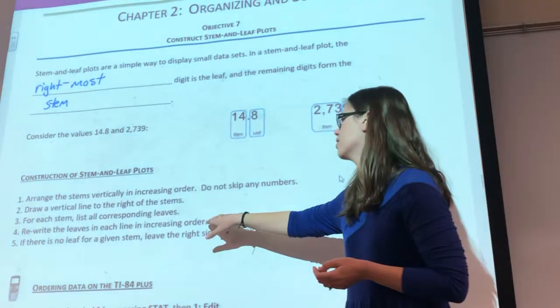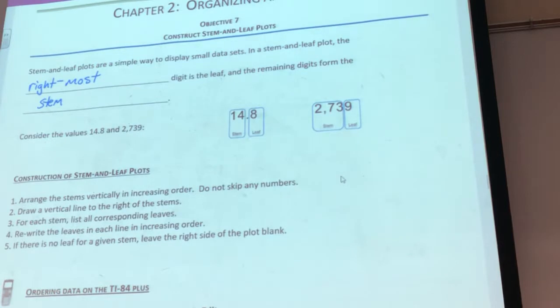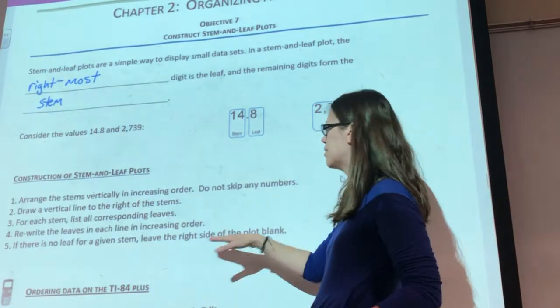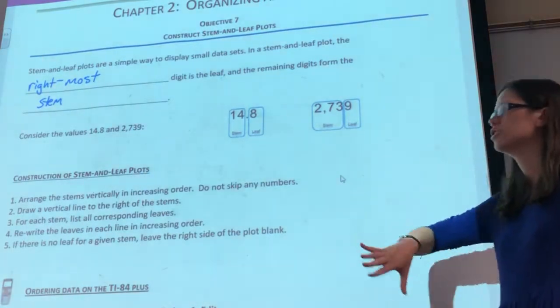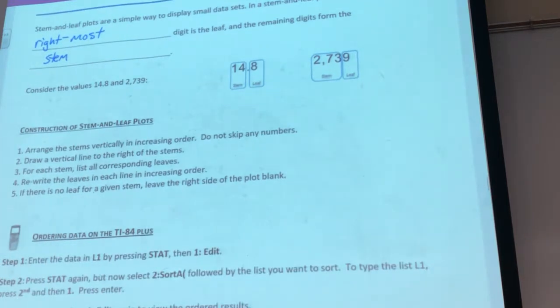The other thing is we want to make sure that everything is organized nicely. Instead of your leaves being all mixed in together, you want to make sure your leaves are in increasing order. So for each line, write the leaves in increasing order as well. And if you have a stem that doesn't have a corresponding leaf, you're just not going to write anything. You're just going to leave it blank. We'll see why that is in a sec when we do an example.